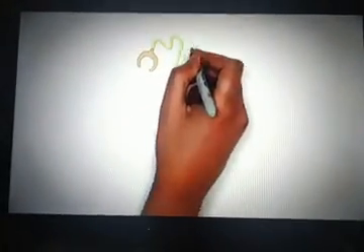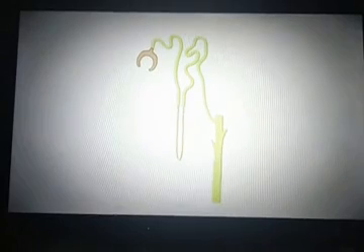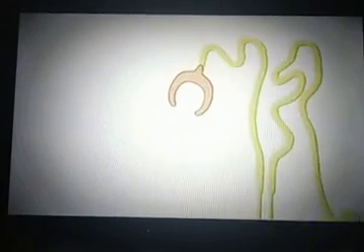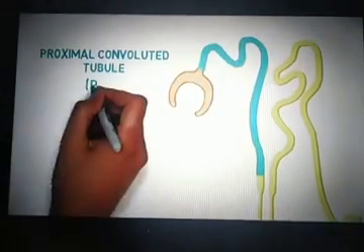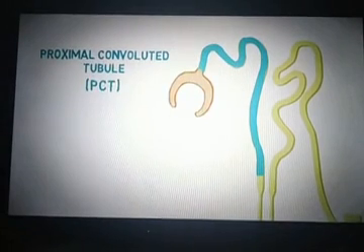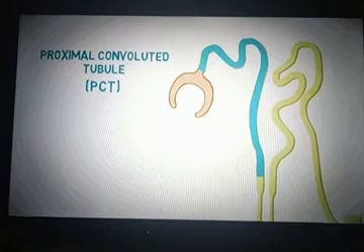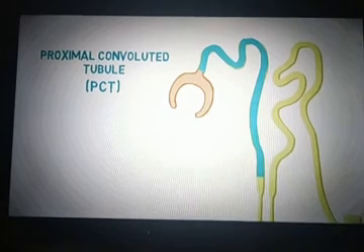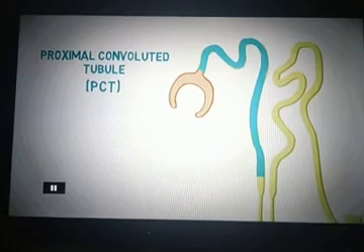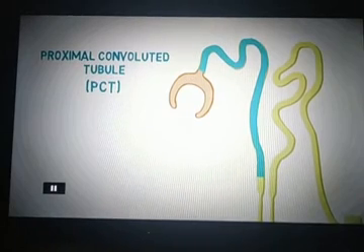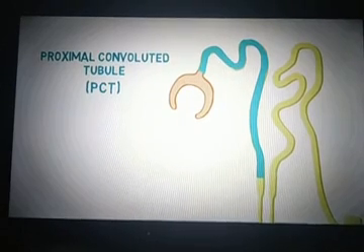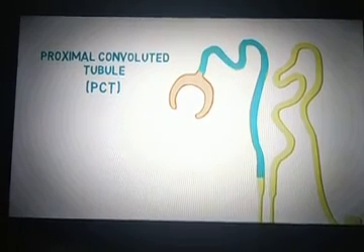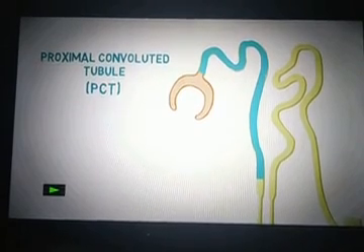Now coming back towards the PCT, or you can say the proximal convoluted tubule. Proximal means it is very near to the Bowman's capsule. That's why it's called the proximal. And convoluted means it is folded. It is folded so that it does not take too much space inside the kidneys. That's why it is highly folded, and it is called the convoluted.